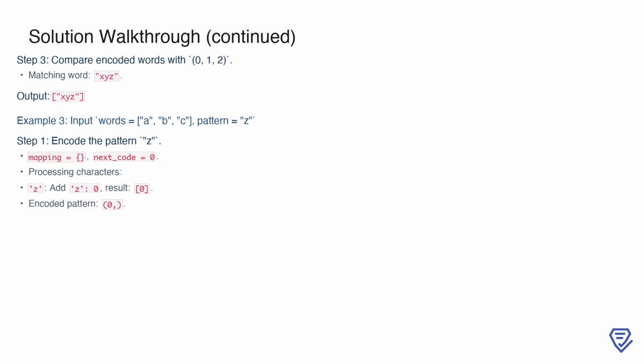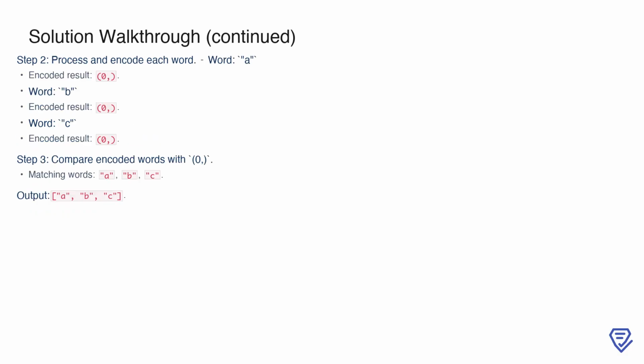Here, we look at another example with the pattern Z and the list words equals A, B, C. First, we encode the pattern Z. Since it consists of a single character, we map Z to 0, resulting in the encoded pattern 0. Then, we process each word in the list. The word A is encoded as 0, because it also consists of a single, unique character. Similarly, B and C are both encoded as 0, since they also contain just one unique character. Comparing these encoded words to the encoded pattern 0, we find that all three words match. Therefore, the output for this example is A, B, C.